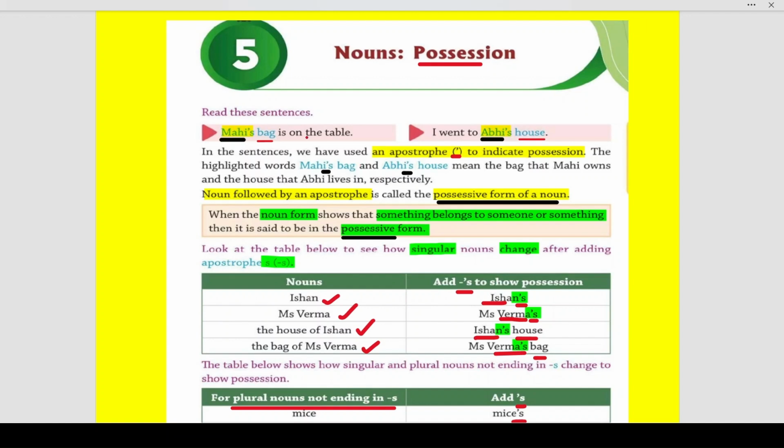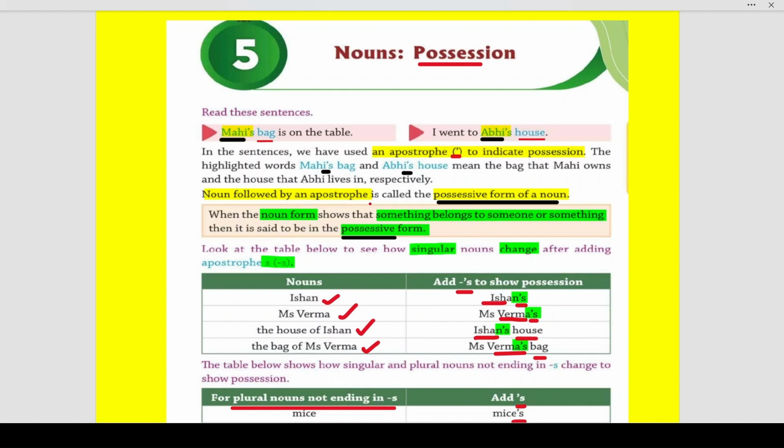Now, what is on the table? Mahi's bag is on the table. Whom does the bag belong to? It belongs to Mahi. Mahi possesses the bag. I went to Abhi's house. Whose house did I go to? Abhi's house. Who owns the house? Abhi owns the house. Who possesses the house? Abhi possesses the house. So the highlighted words Mahi's bag and Abhi's house mean the bag that Mahi owns and the house that Abhi lives in, respectively.